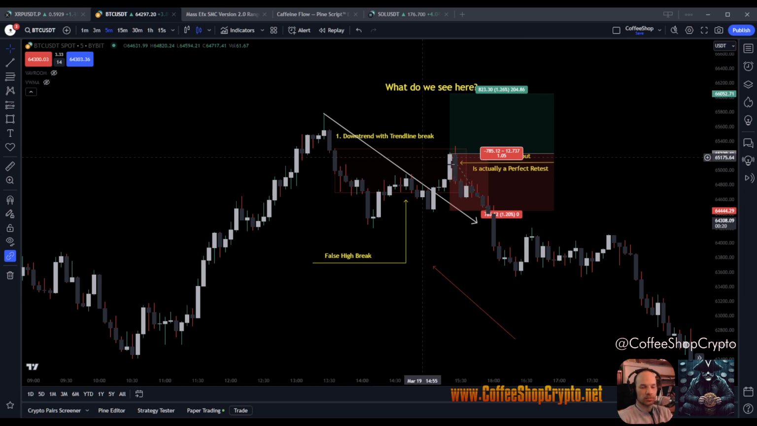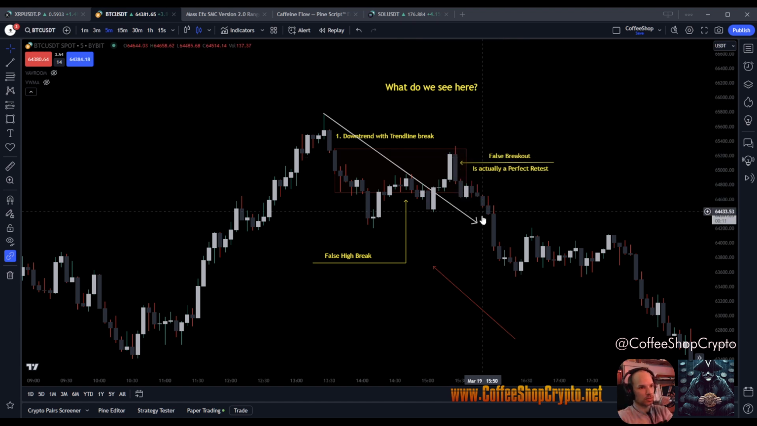And there is no divergence here. I've already checked with an RSI. There is no divergence. So that being said, this would be a bad trade. So how do you avoid this? Okay, let's take this off, right?